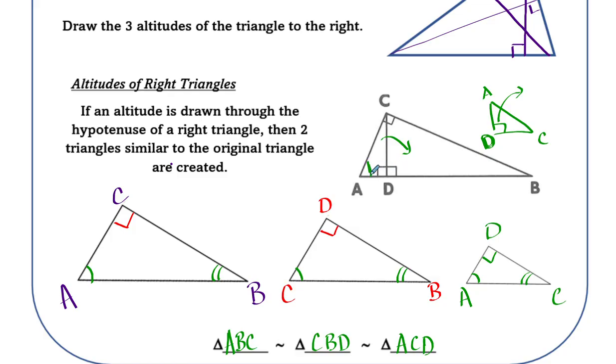Angle A is shared really between all three triangles. Angle A exists here in the big triangle and in the small triangle. When you reorient it, angle A jumps to here. Angle B exists in the big triangle, and in this medium-sized one, when you turn it around, it ends up right there.